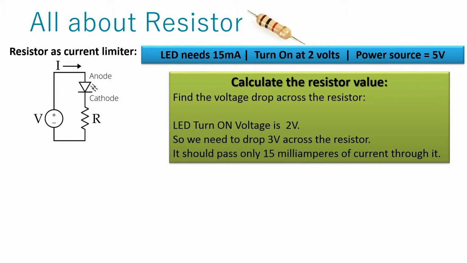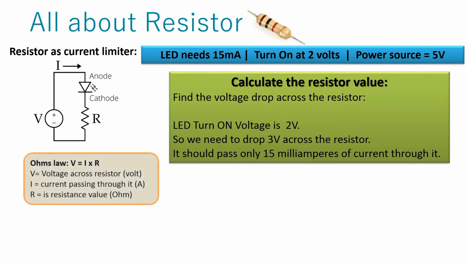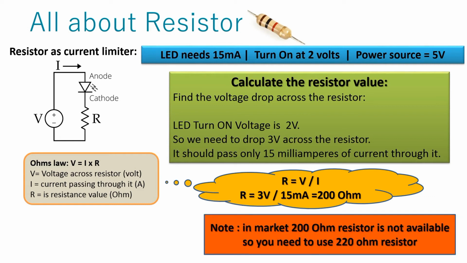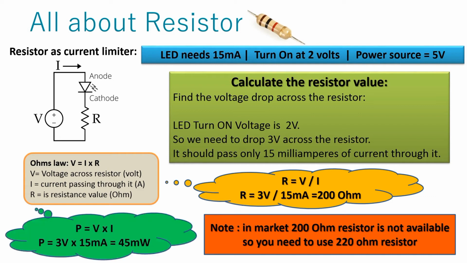To calculate the value of the resistor, we will use Ohm's law. V equals IR. In this formula, we will put the value of voltage V, 3 volts, and the value of current I, 15 milliamperes, then the value of R will come out to be 220 ohms. Now we will calculate the desired power rating of the resistor by using the formula, P equals VI. It is 45 milliwatts. So, we must use a resistor which can bear at least 45 milliwatts of power dissipation.